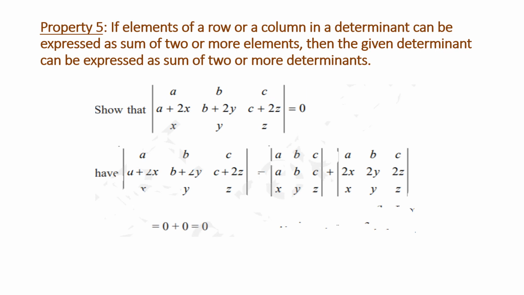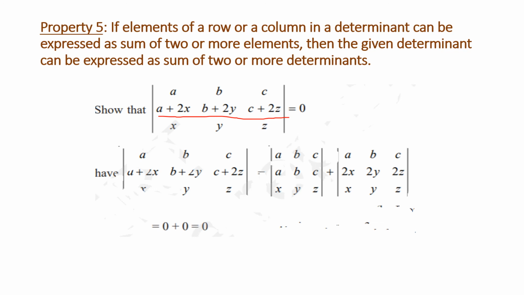Next is, if elements of a row or a column in a determinant can be expressed as a sum of two or more elements, then the given determinant can be expressed as a sum of two or more determinants. Let us take an example. Suppose here we have one determinant, but here we can observe row 2 has entries a plus 2x, b plus 2y, c plus 2z. That is, we have a sum of two elements, a, 2x, b, 2y, c, 2z, like this. So they are saying that we can split the determinant.